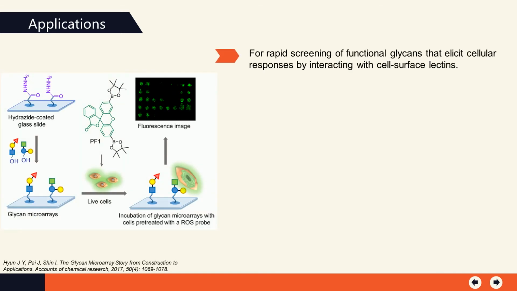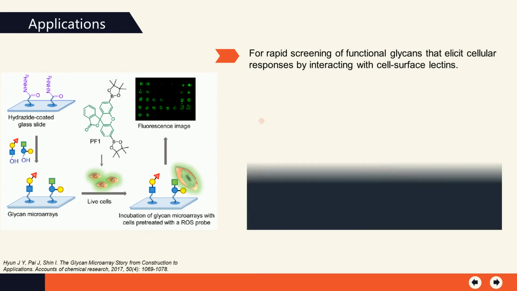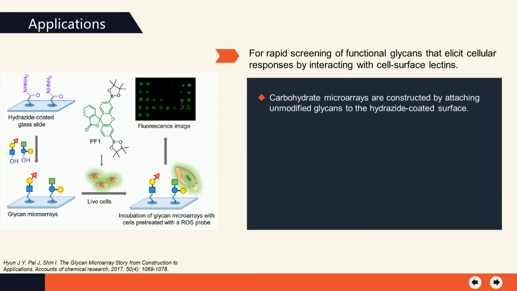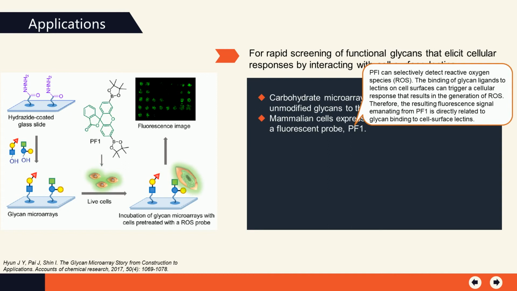Employ the microarray technology for rapid screening of functional glycans that elicit cellular responses by interacting with cell surface lectins. Carbohydrate microarrays are constructed by attaching unmodified glycans to the hydrazide-coated surface. Mammalian cells expressing lectins were pretreated with a fluorescent probe, PF1. PF1 can selectively detect reactive oxygen species.